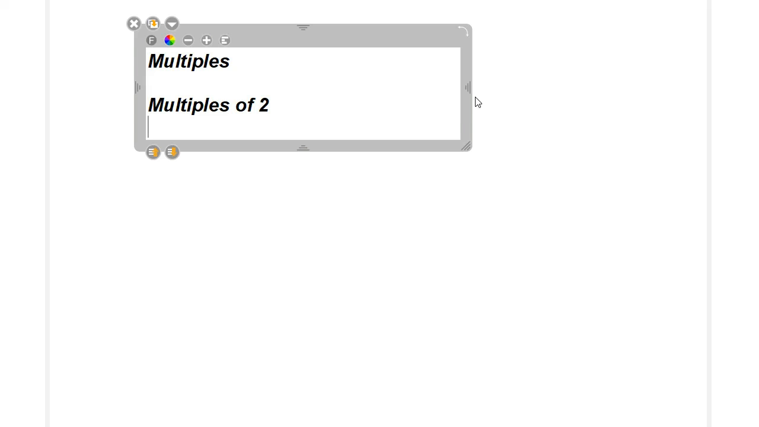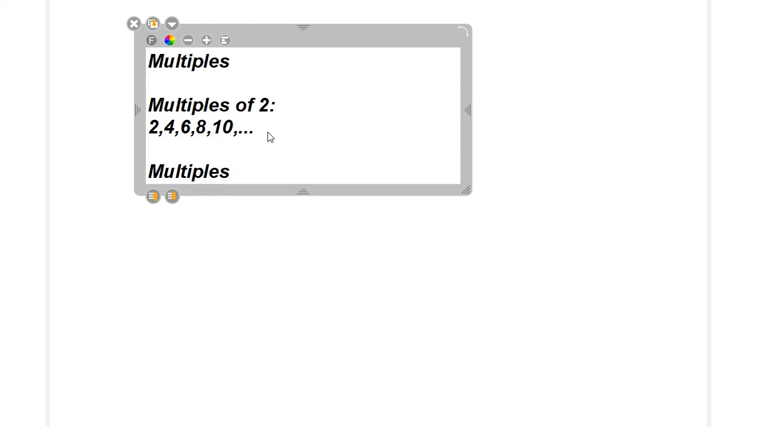2 times 1 is 2. 2 times 2, 4. 2 times 3, 6. 2 times 4, 8. So all these are called multiples of 2. Another example of this will be, okay, so for this one it can go on and on and on.